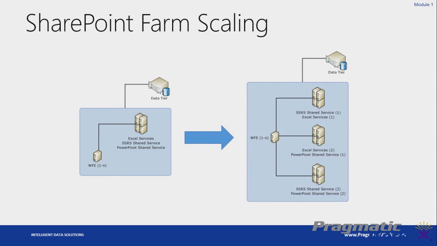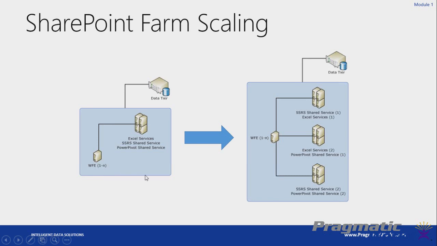The reason why we would do something like this is, as you can probably imagine, as we add more hardware and separate some of these services out, we're going to be able to get better performance out of them. So think of it like this. If I have one web front end, as you see here, web front end 1 minus n, so the number of web front ends I have here.